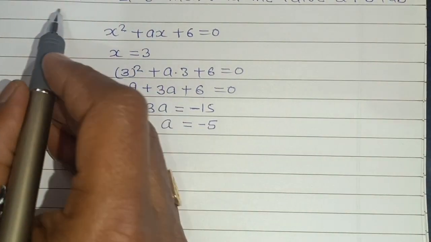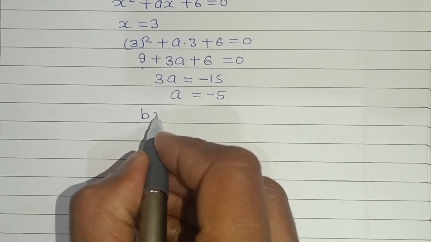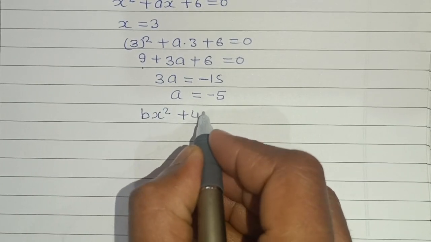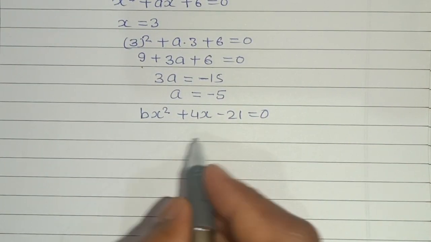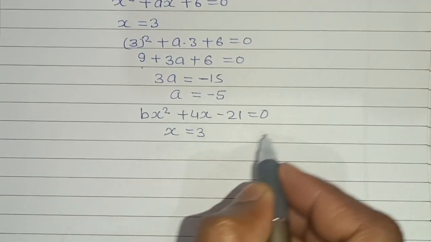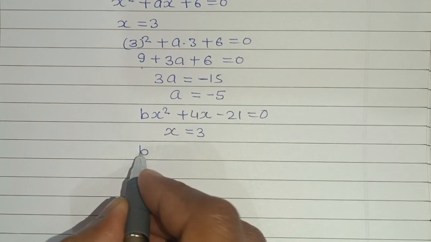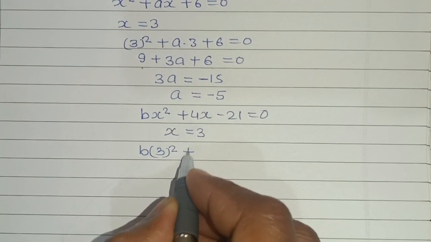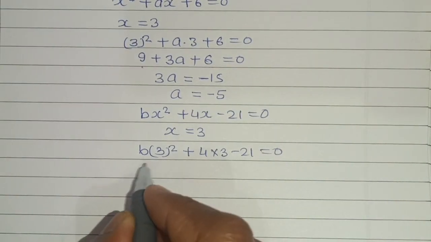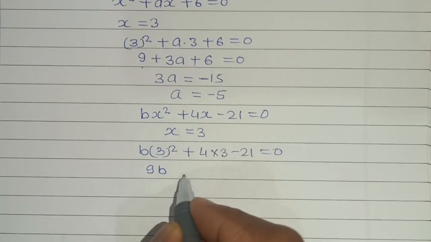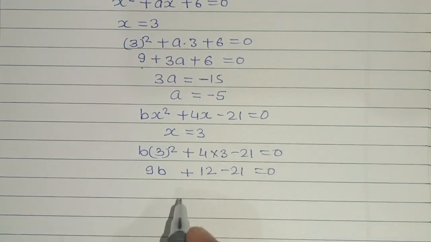we will take the next equation, that is bx squared plus 4x minus 21 is equal to 0, and he is saying that x equal to 3 is also the root of this equation. So putting the value of x, 9b plus 4 into 3, that is 12, minus 21 is equal to 0.